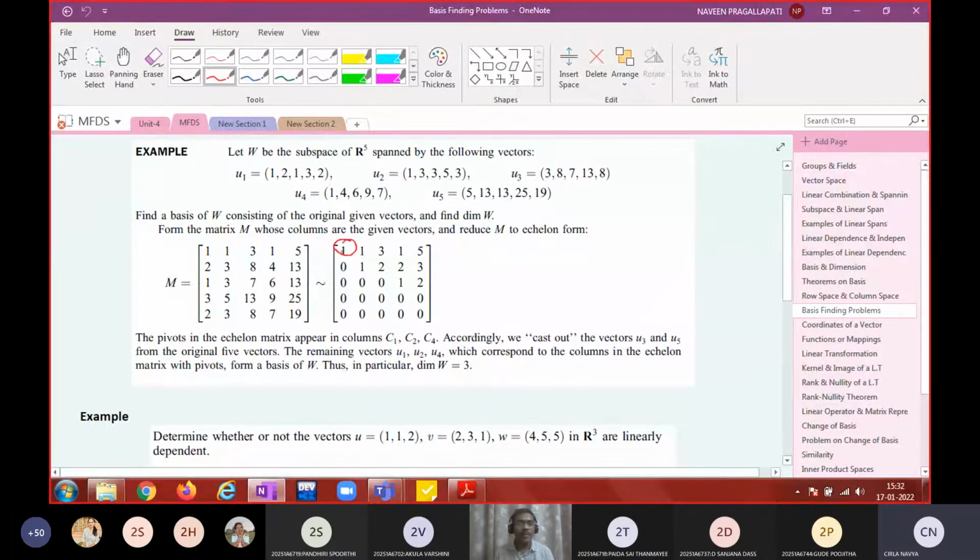In the first row, 1 is the pivot, right? Do you agree? What is pivot? Pivot is the first non-zero entry, right? Pivot is the first non-zero entry in an echelon form of a matrix. Are you following?